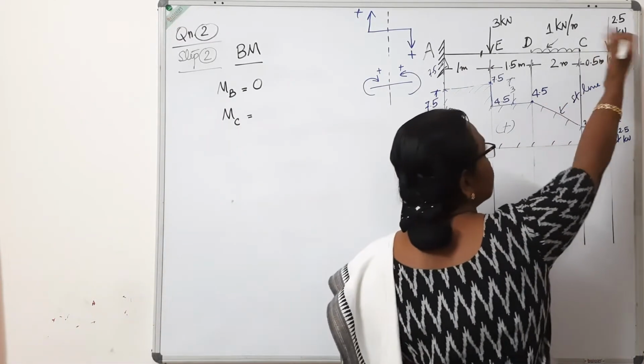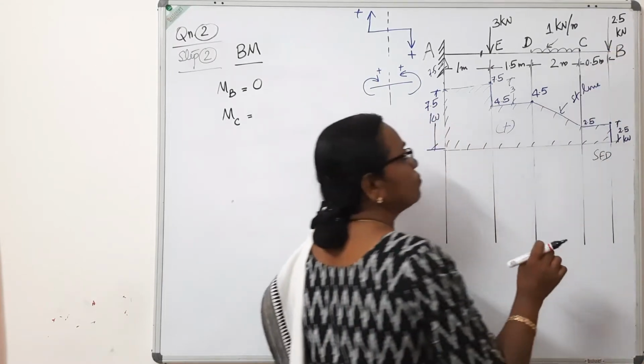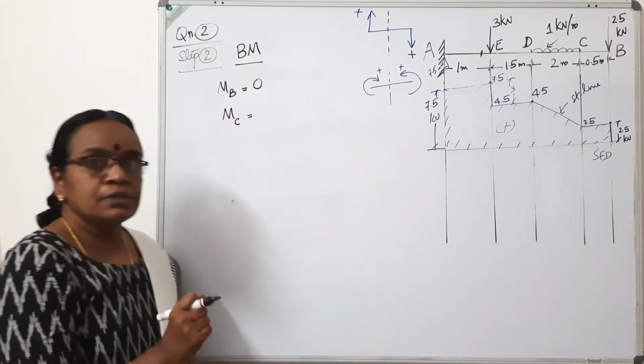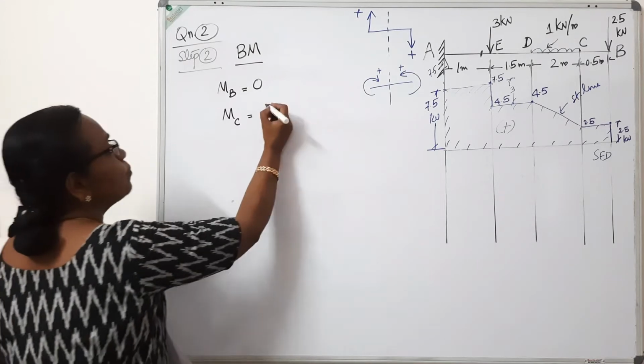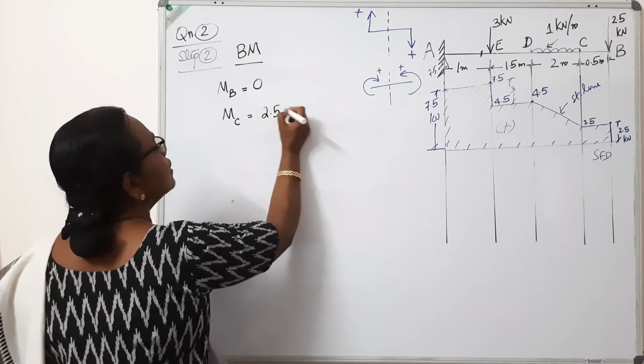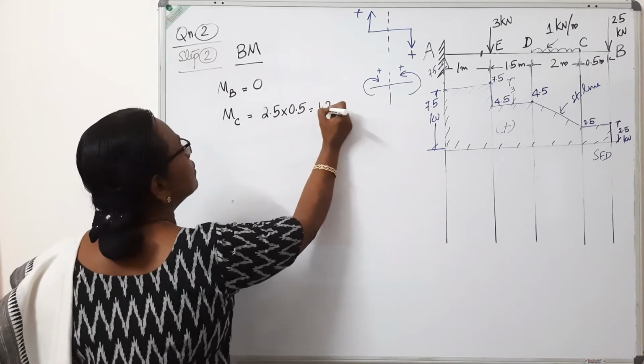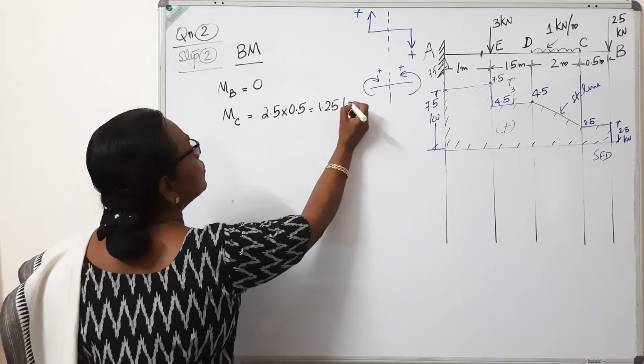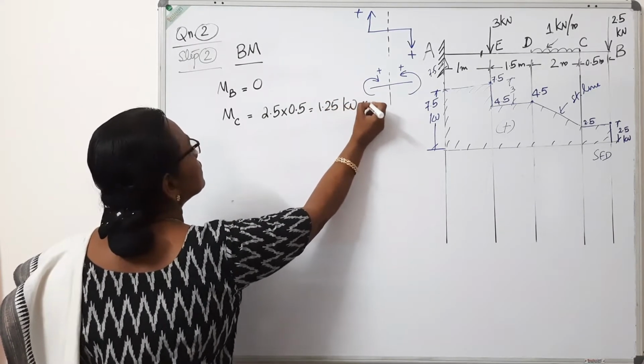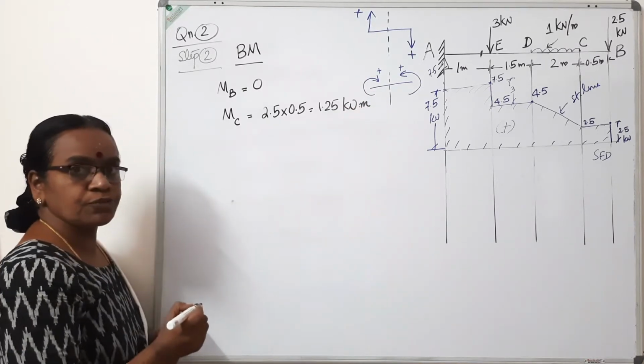Next point MC, consider point C. At this C, consider the right side. There is only one load, 2.5, which is acting at a distance of 0.5. So load 2.5, the distance is 0.5, so it is 1.25 kilonewton meter. Kilonewton meter is the unit of the moment.